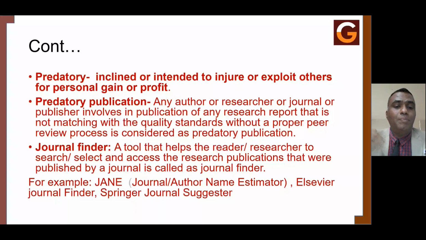platform. The example I have mentioned earlier as well: you have Jane, the journal and author name estimator, you have Elsevier, you have Springer Journal Suggester. These platforms will help you to reduce your time in order to search the author, in order to search a particular research paper, in order to locate a particular journal under a publisher. When you look at Jane and Elsevier and Springer, Jane provides information about various publishers as well as various journals, whereas Elsevier and Springer are mainly restricted to their own journals which are published under that publisher.